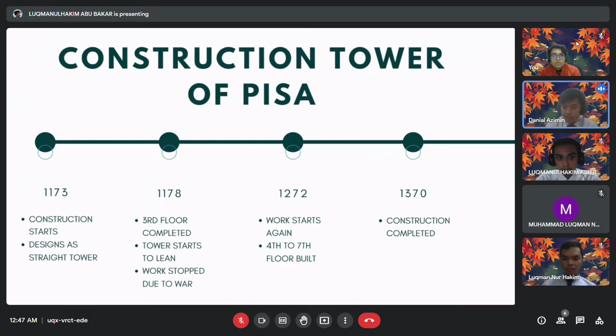The construction of the Tower of Pisa was started in 1173 and it was designed as a straight tower. But in 1178, the tower started to lean. The third floor was completed, but the work was stopped due to war. In 1272, work was started again. The fourth to seventh floors were built, and in 1370 the construction was completed.